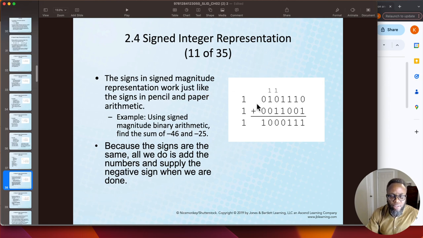So that's what this is. So signs, you also add the signs. You know, if you're doing signed math, these are the signs. You also add the signs. 1 plus 1 equal to 1.